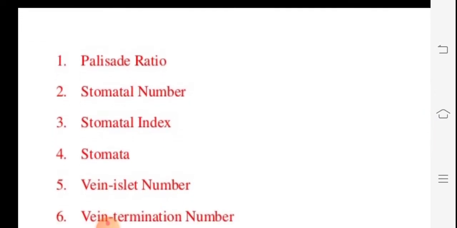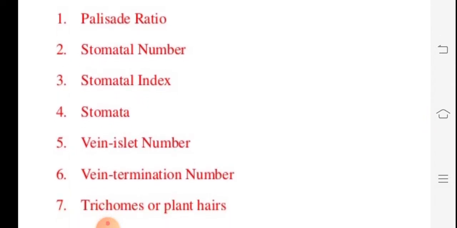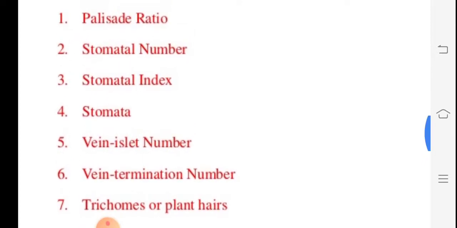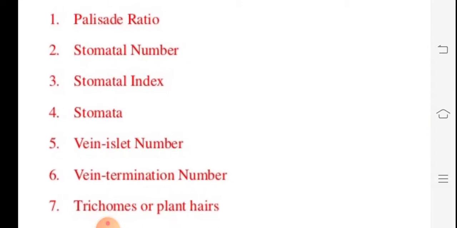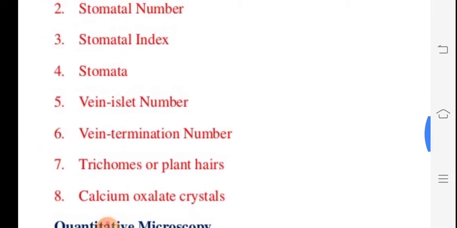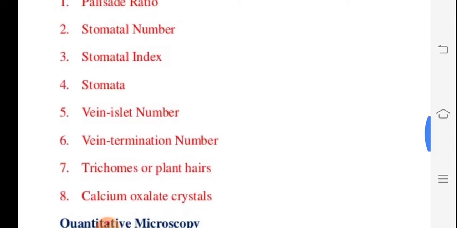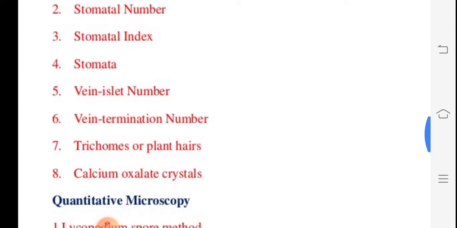Then the most important part, you should remember this: how any drug is studied internally. The first one is the palisade ratio, which is related to the leaf. We know mesophyll is divided into palisade and the storage region. Second, stomatal number, how many stomata per square millimeter. Then stomatal index, which is also related to stomatal condition. Then the stomata structure: we observe guard cells and subsidiary cells and epidermal cells.